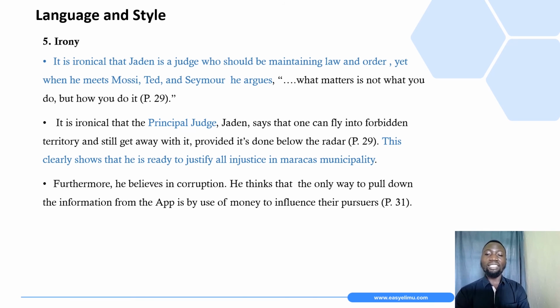So this clearly shows that he is ready to justify all the injustices in Maracas municipality. So he wants to cleanse the what? The bad leaders that are there in Maracas municipality. So furthermore, Ian Darden also believes in corruption. He thinks that the only way to pull down the information from the papers is by using money, that is to bribe or to influence the pursuers of this information that is written in the papers.